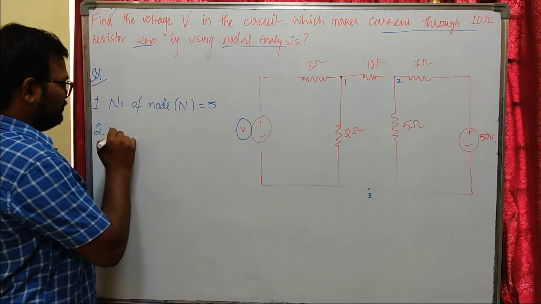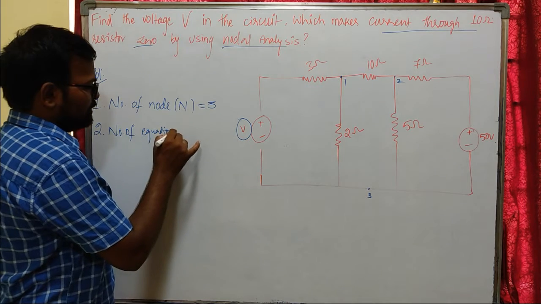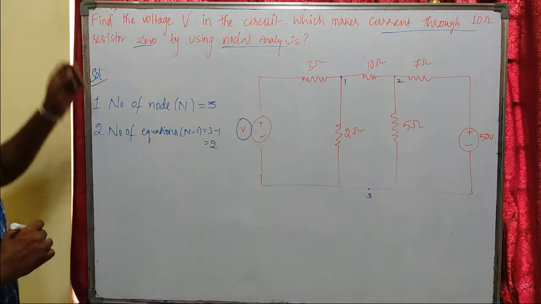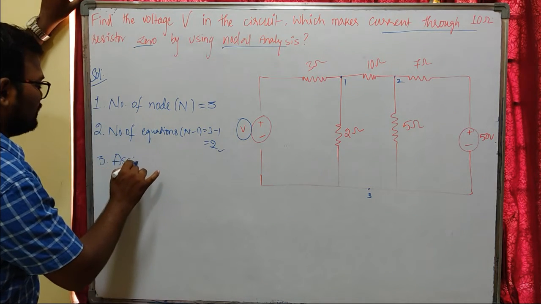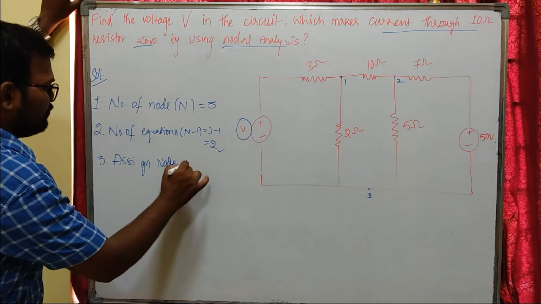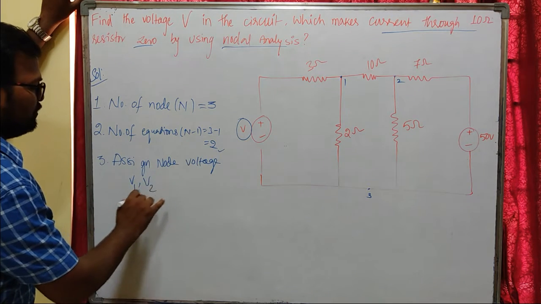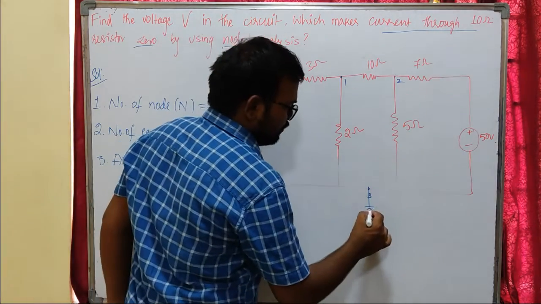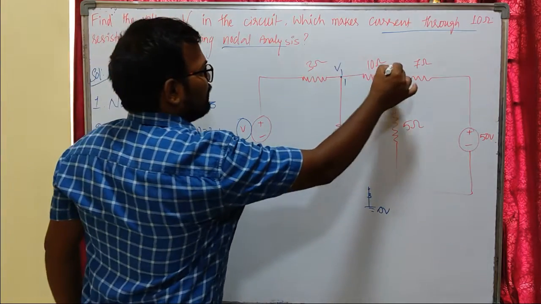So the number of equations will be n minus 1, that is 3 minus 1, which is equal to 2. So we will have two node voltages. Assigning node voltages: since we have three nodes V1, V2 and V3, I am going to treat node 3 as the reference node, which has 0 potential. So this is our node 1, V1, and this is node 2.